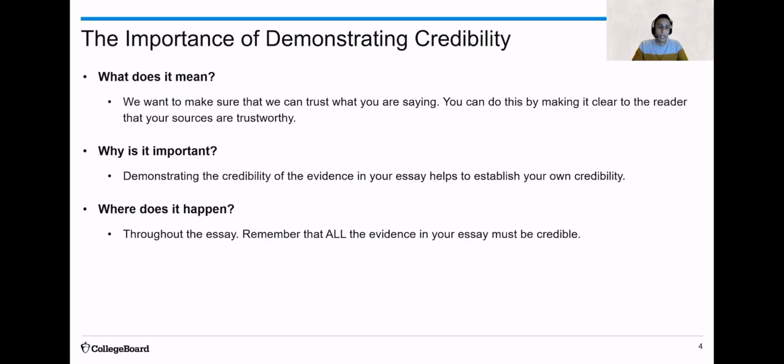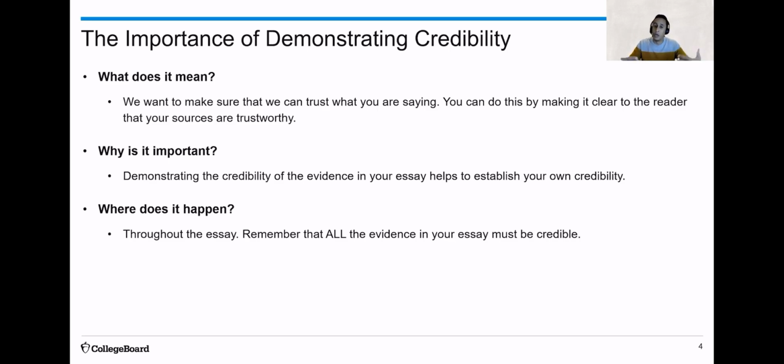So what are we going to learn about today? Really, the main piece today is on demonstrating your credibility. And so if you're thinking about what that might mean, we want to make sure that we can trust what it is that you're saying. And you can do this by making it clear to the reader that your sources are trustworthy. And this is important because demonstrating credibility of the evidence in your essay helps to establish your own credibility.